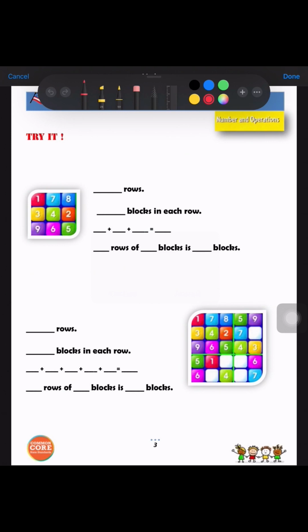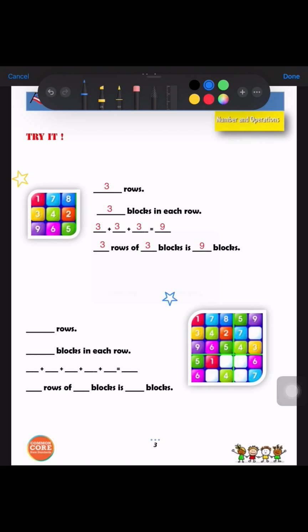Okay, so on the pictures, how many rows are there? Yes, there are 3 rows. And also there are 3 blocks in each row. So the total number of blocks will be 3 plus 3 plus 3, and the answer is 9. So 3 rows of 3 blocks is 9 blocks. And then we take a look at the questions below.